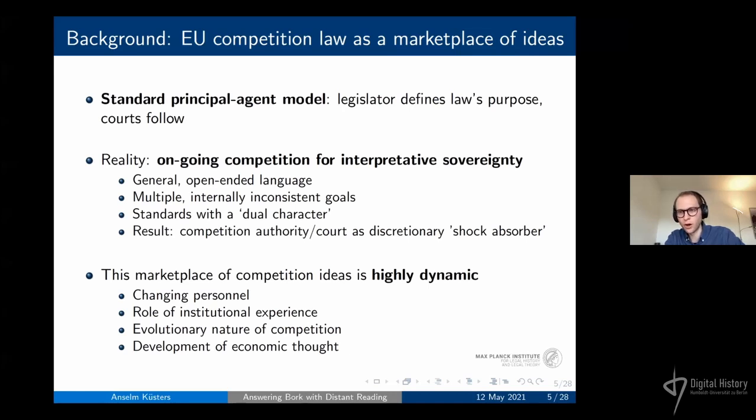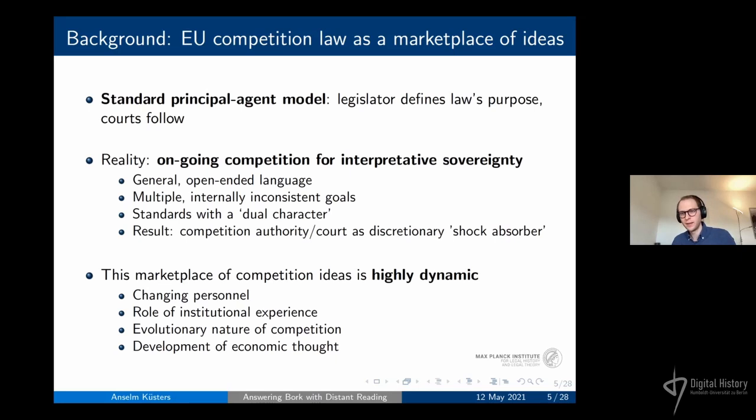The competition law norms are standards with a dual character. So again, they need to be specified. And as a result, we see that the competition authority or the court, whoever is responsible in a specific case, has to act as a shock absorber to a lot of different competing ideas and goals. And it has to decide for one of these goals.